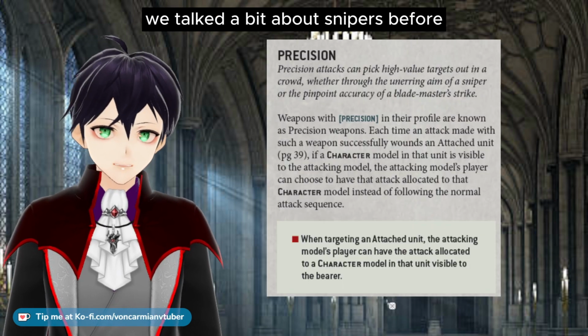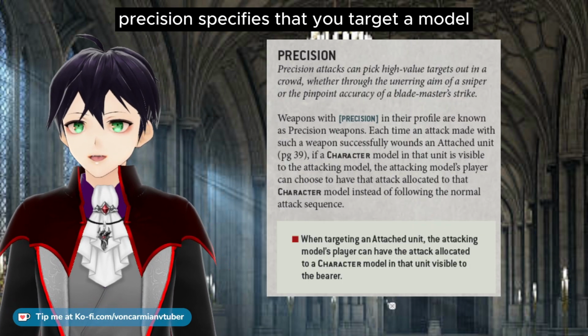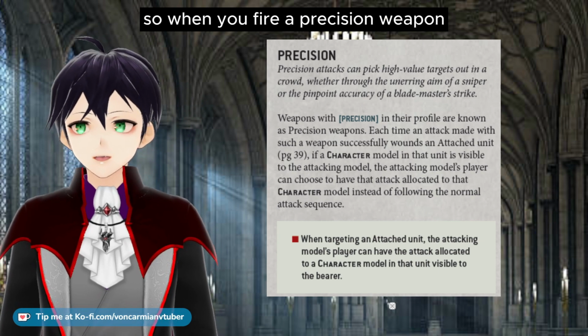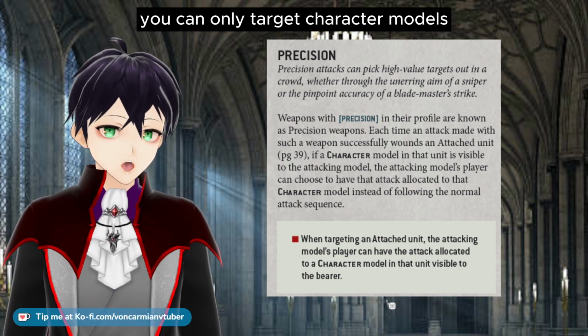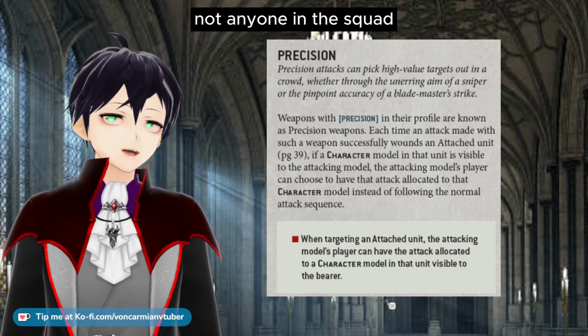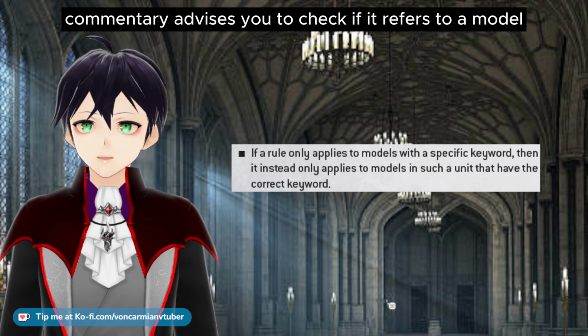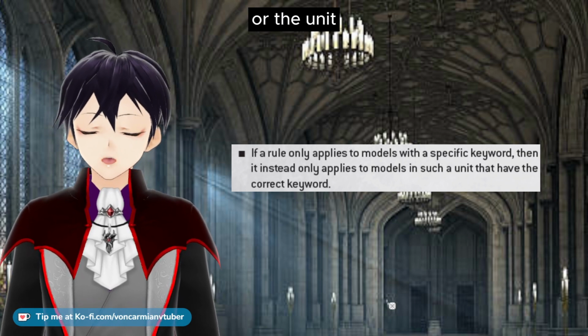We talked a bit about snipers before. Precision specifies that you target a model with the character keyword. So when you fire a precision weapon or attack with a precision weapon, you can only target character models, not anyone in the squad. Units share all keywords, but the rules commentary advises you to check if it refers to a model or the unit.